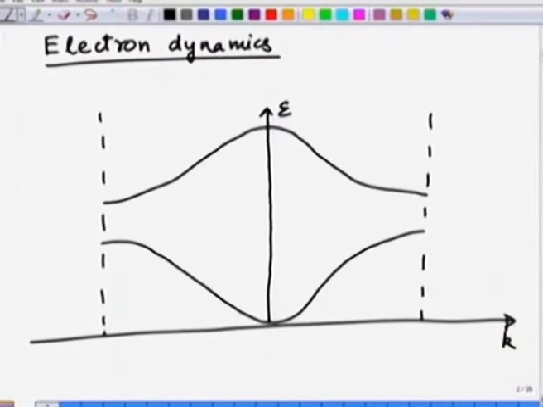All right. Now, given this type of curves, what kind of information can we get on the motion of electrons from these curves? Can we derive anything from it? That is what we want to see, and that is what is called electron dynamics. In order to do that, let us look at it in the following form.